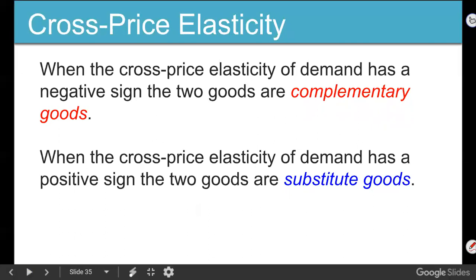If it's a positive sign, like the example with Coke and Pepsi we did last Thursday, they can be substitutes. Not many people say, well, Coke is going to get more expensive, so I'm going to buy less Coke, and less Pepsi too. We usually substitute one for the other. Budweiser gets more expensive, you get Miller, you know who you are. Not very often do you go two fists and two different kinds.